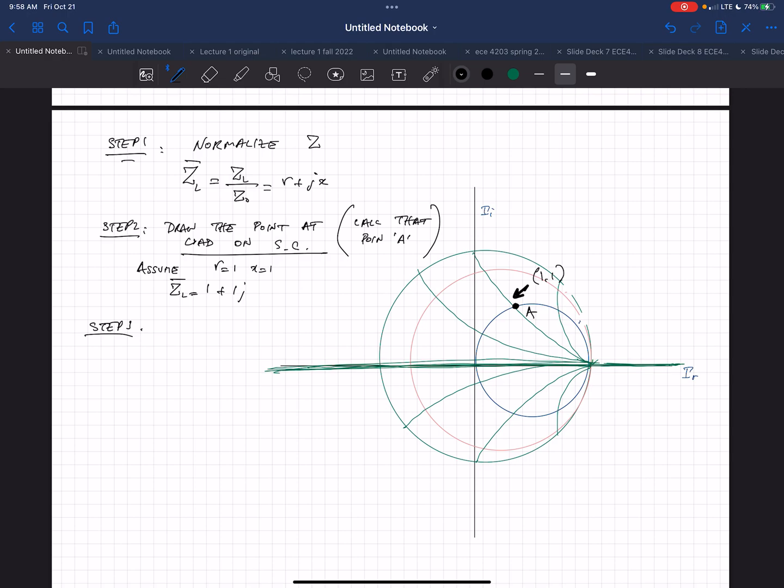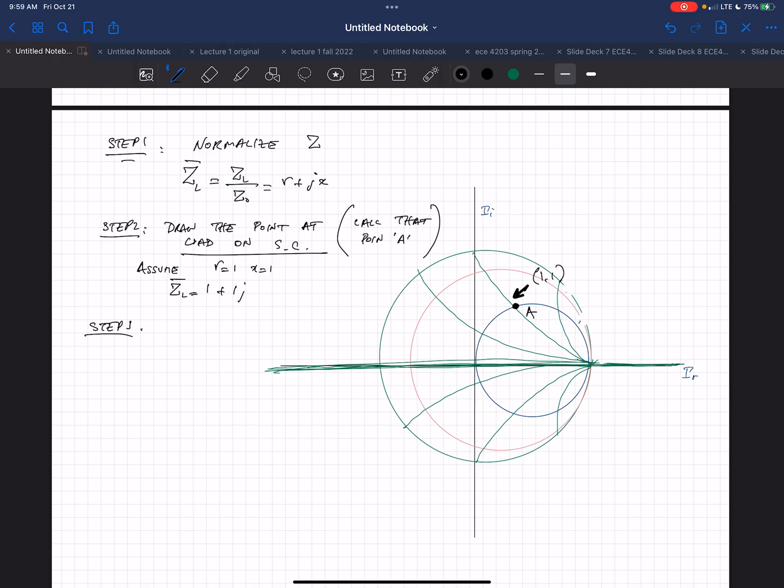I have a question. Yeah. Why do we assume that R is 1 and X is 1? Do we always assume that? Can you say that again? For the case of our load, do we always assume that R is 1 and X is 1? Why do we make that assumption? Oh, I'm just saying, let's assume that's the case. Oh, but it could vary based on the case. Yeah, exactly. It depends on the load value.